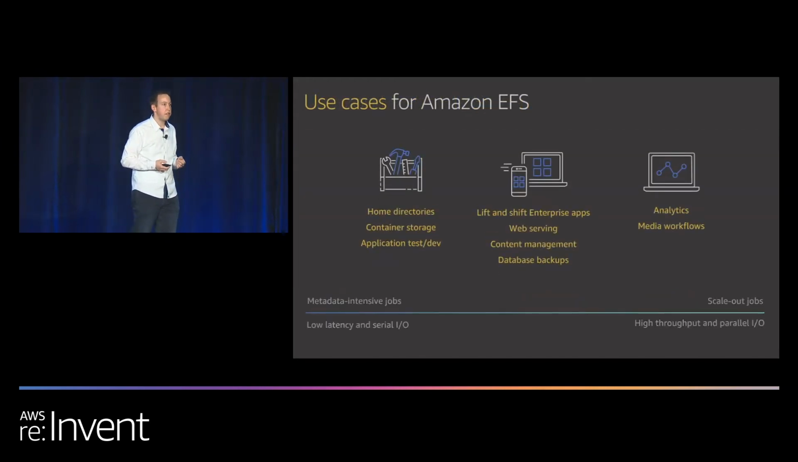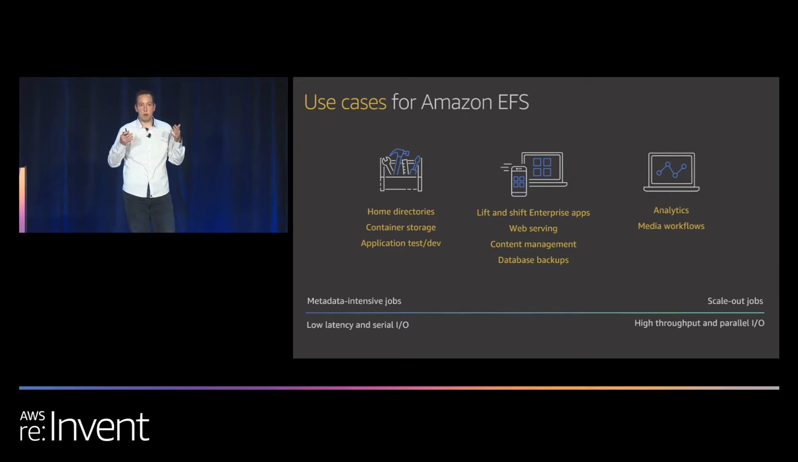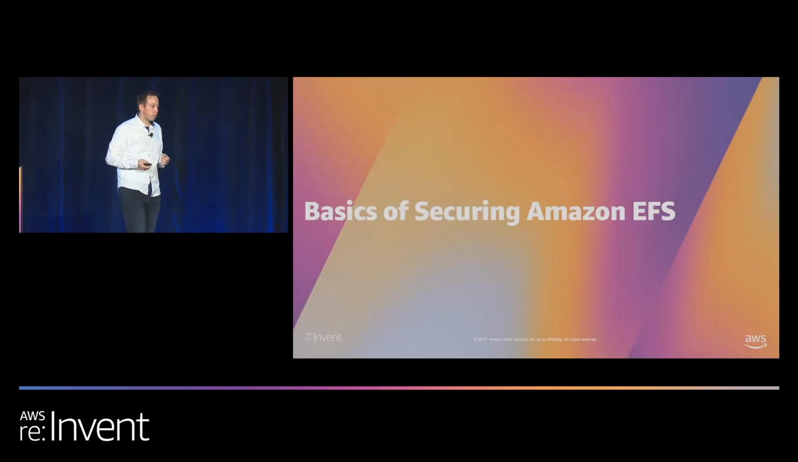EFS was designed for a wide variety of use cases, so everything from the use cases on the left, which are more single-threaded, single-host, metadata optimized, to everything on the right, which is more scale-out analytics. You'll notice that today's talk tackles both of those, from the container storage on the left to the analytics on the right. So that's the quick overview of Amazon EFS.